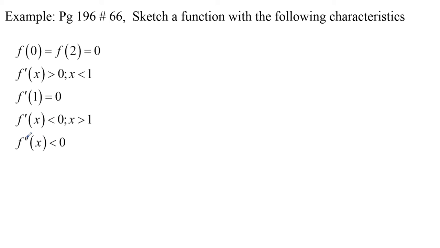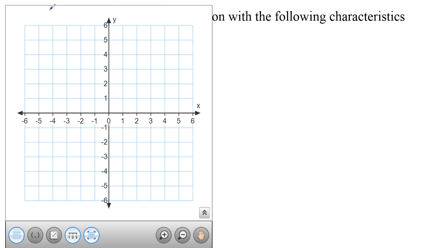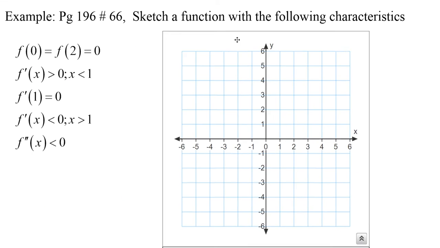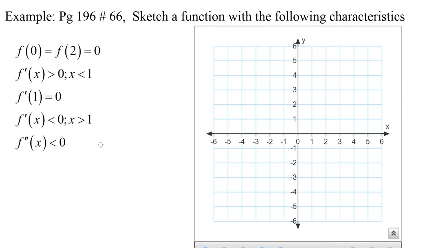And then this says that f double prime of x is less than 0, or negative, and since there's no restriction, we're going to assume it's that way forever. So if I get a Cartesian graph here real quick, this isn't the only solution, but it is certainly a solution. Why don't you pause and try to draw a picture on your own and see if yours matches mine.